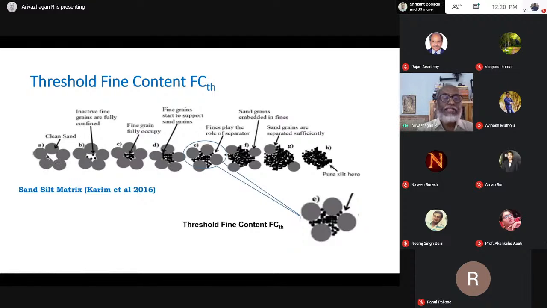That is a clean sand. There is no silt here. Then I add a little further, just like 10%. The inactive fine grains are fully counted. Inactive fine grains, there is a very small quantity of fines here.